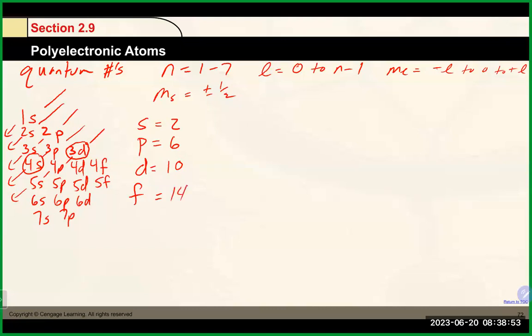Remember that when we talk about something like a shell or a level, that's all the orbitals that are on a particular energy level. When we talk about a subshell or sublevel, it's the group of individual orbitals that make up, say, the 2p subshell. That would be the 2px, 2py, and 2pz orbitals that make up those guys.